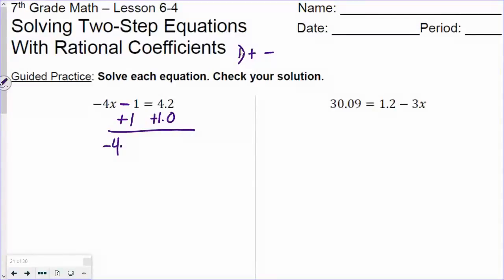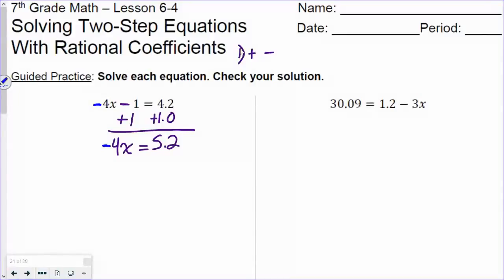Now watch those place values. And so then I get 5 and 2/10. Bring down that negative with that 4x. A lot of students forget this negative up here. That has to come back down.